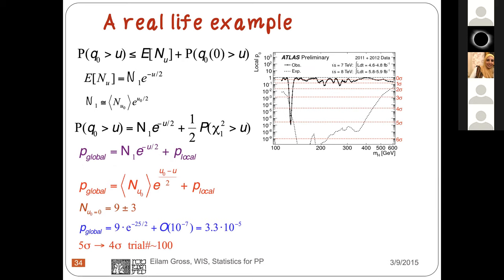So just a quick question, a naive question, Eilam. So what would be an acceptable Z global value? Like if you had observed 3 sigma, for example, would that have been like, okay, there could be evidence for a signal here?